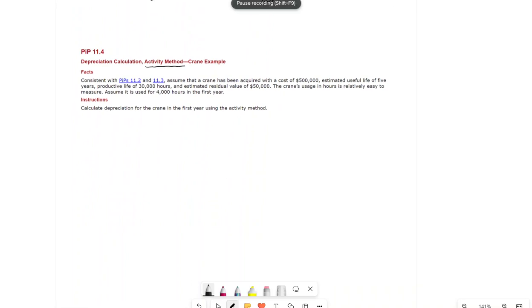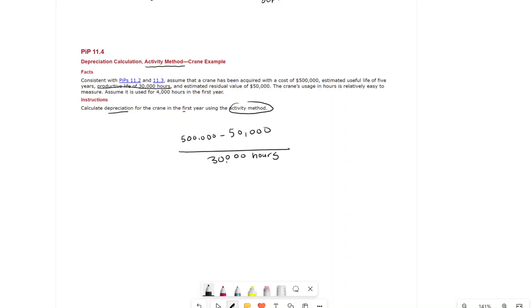It is called the units of production method, and they ask what the depreciation will be if they use an activity method. Again, activity method is units of production, that you have seen before. So we have 500,000, my residual value is $50,000. The productive life of the asset is 300,000, so not 330,000 hours. And then what are we going to depreciate? Whatever we used in the first year.